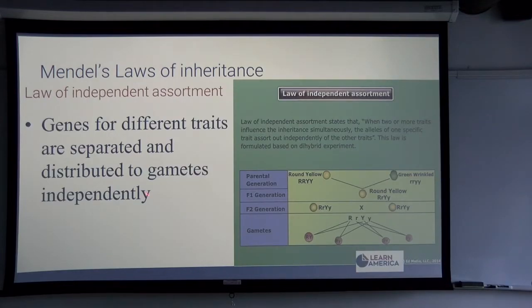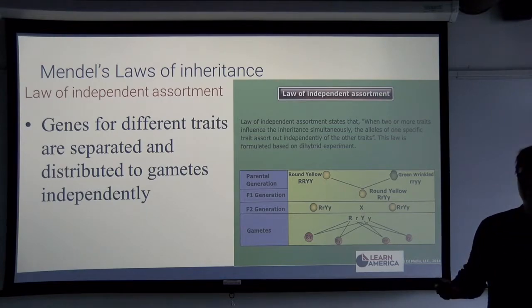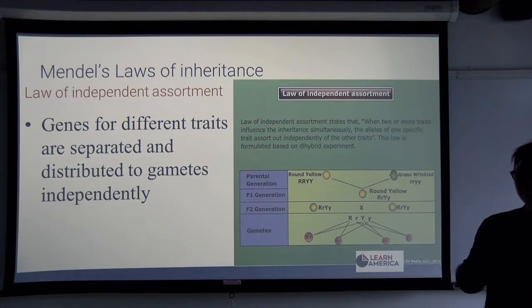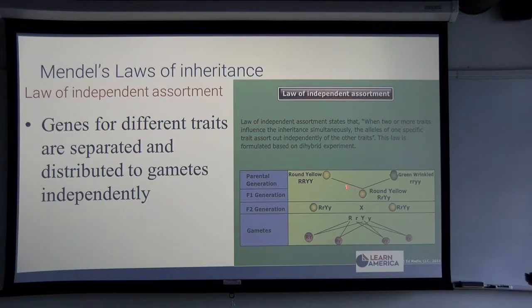And that brings us to the law of independent assortment, meaning that genes for different traits are separated and distributed to the gametes independently. The first law says that the traits will separate, but independent assortment says that they will be sorted independently, not known. If you take a look here, we have the F1 generation. Here we have the parent cells. We're looking at P cells in plants.